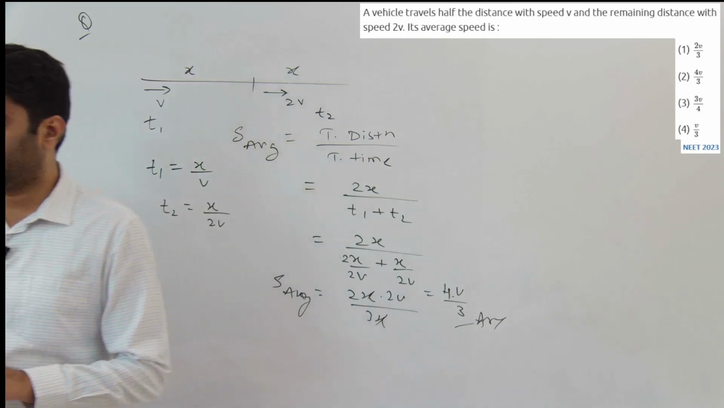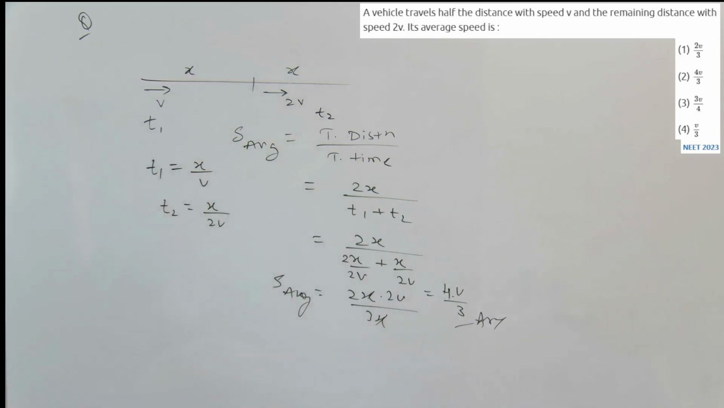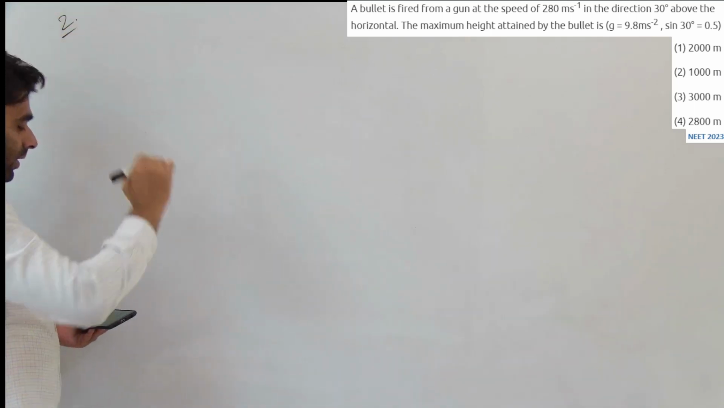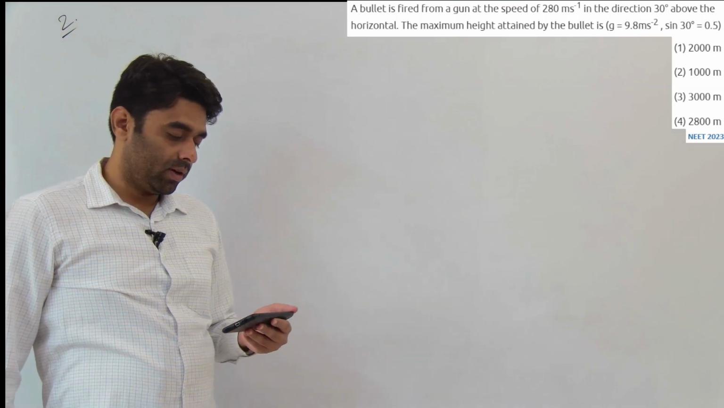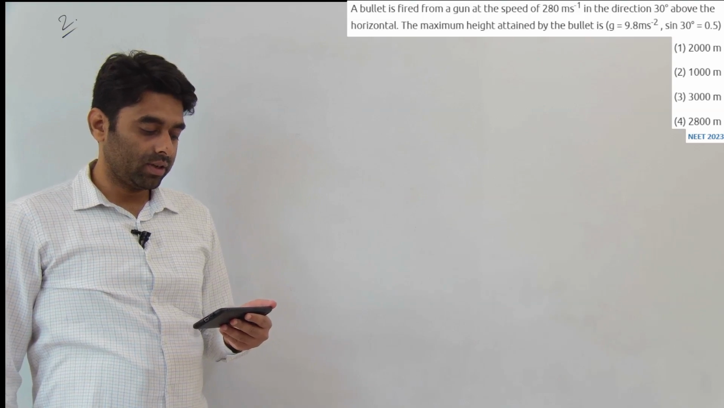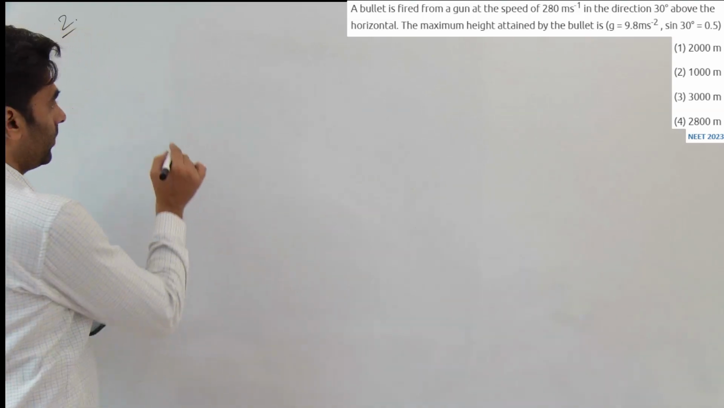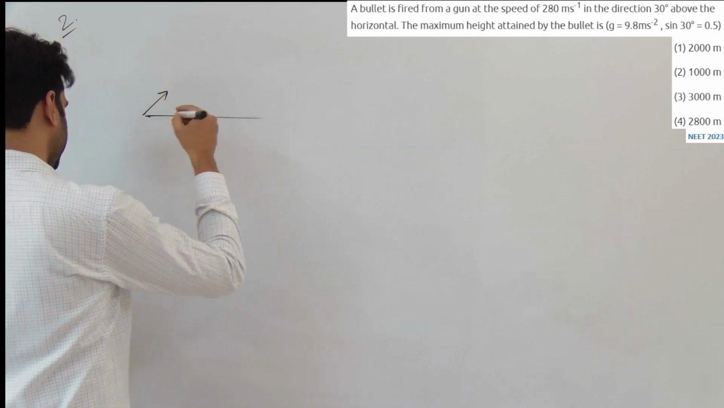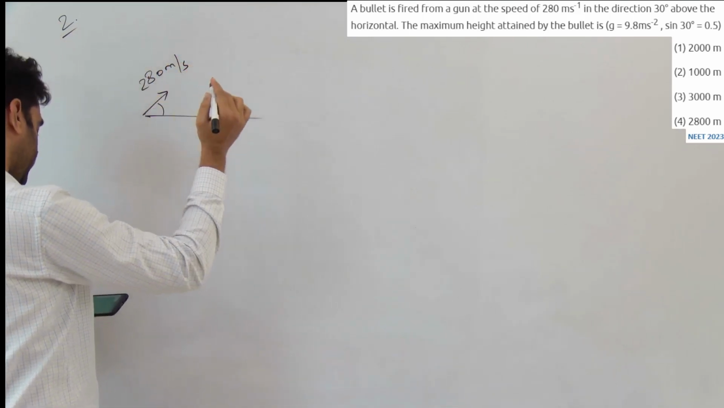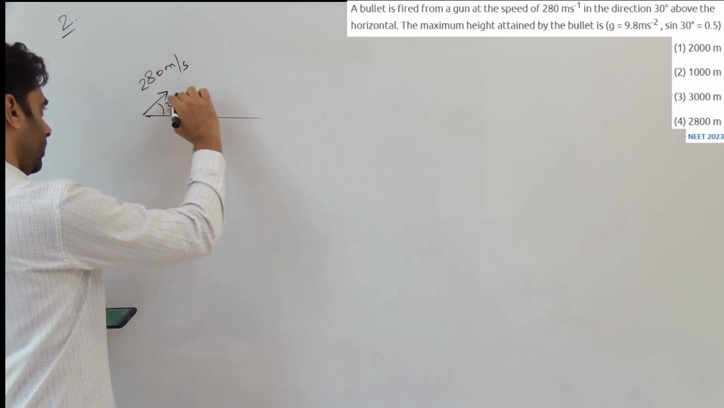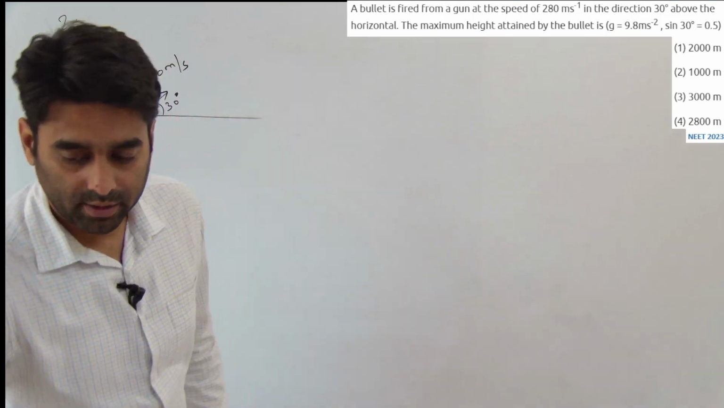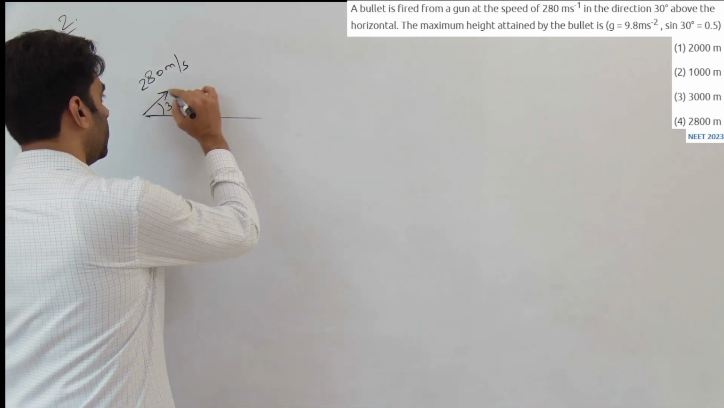Let's look at the next question. So the next question is, a bullet is fired from a gun at a speed of 280 meter per second in the direction 30 degrees above the horizontal. Fine. It's a projectile question. So it is given to us 280 meter per second and it is projected at an angle of 30 degrees above horizontal. The maximum height attained by the bullet is, and g value is given to you 9.8. Maximum height they are asking us.